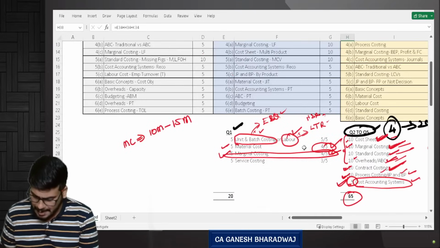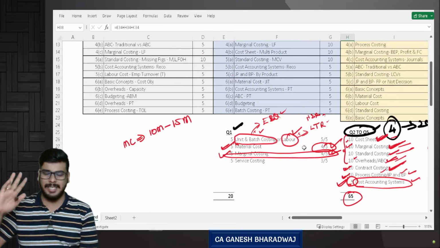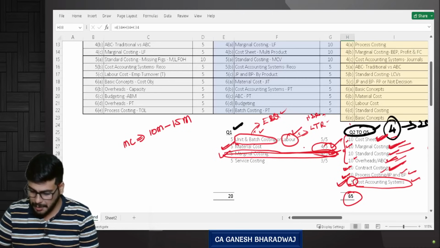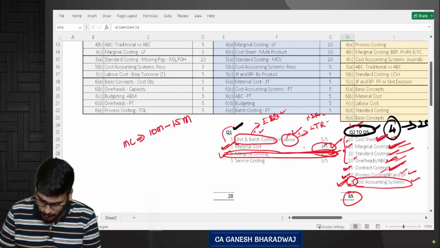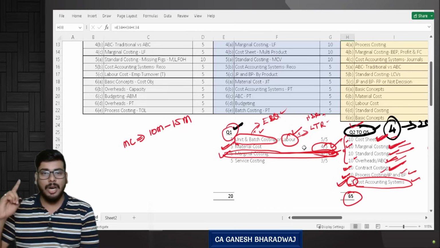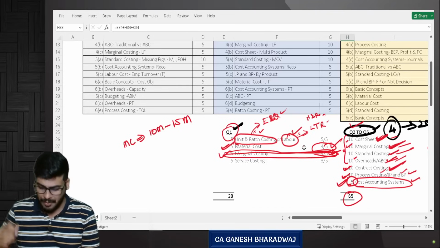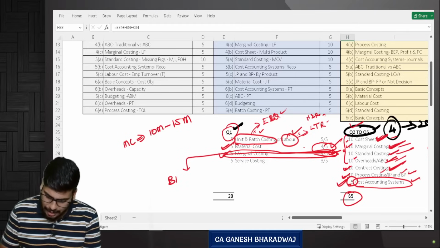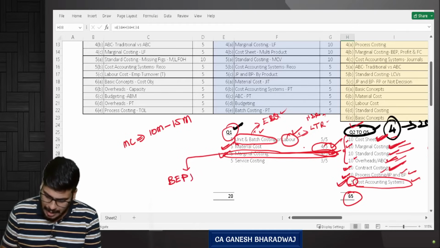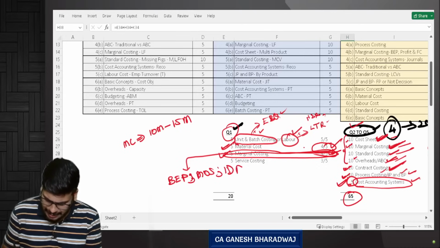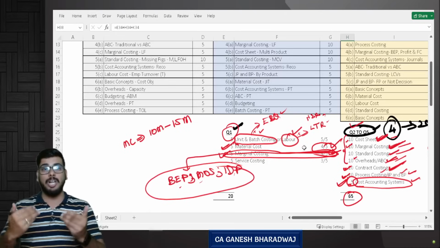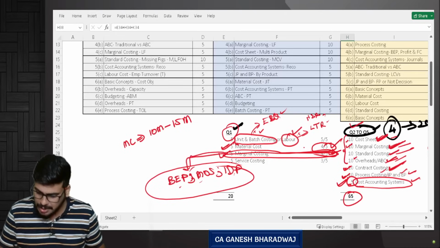Then material cost, I told you generally it gets tested for 5 marks. Marginal costing comes for 10 marks between question 2 to question 5. Once again in question number 1, it comes for 5 marks. For this 5 marks, they are testing concepts on break-even point, margin of safety, and indifference point. These are the 3 areas that they generally test. Any of these 3, or maybe if it is a small sum, all these 3, for 5 marks.